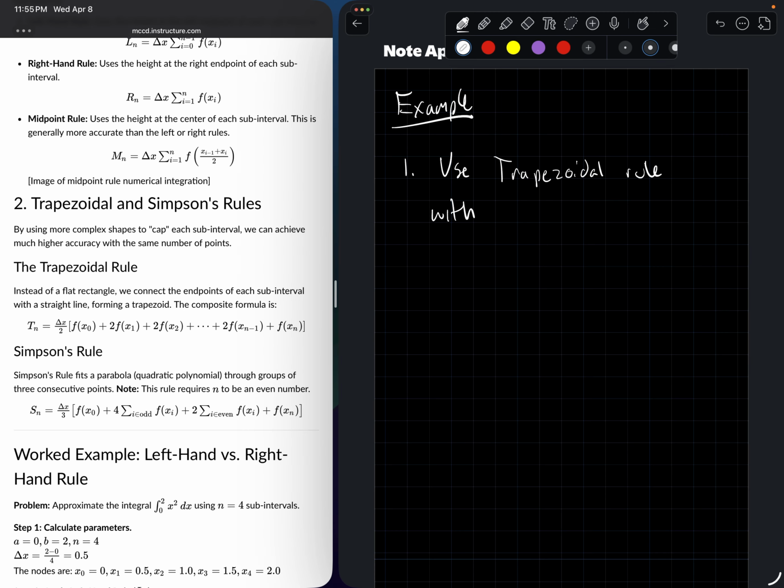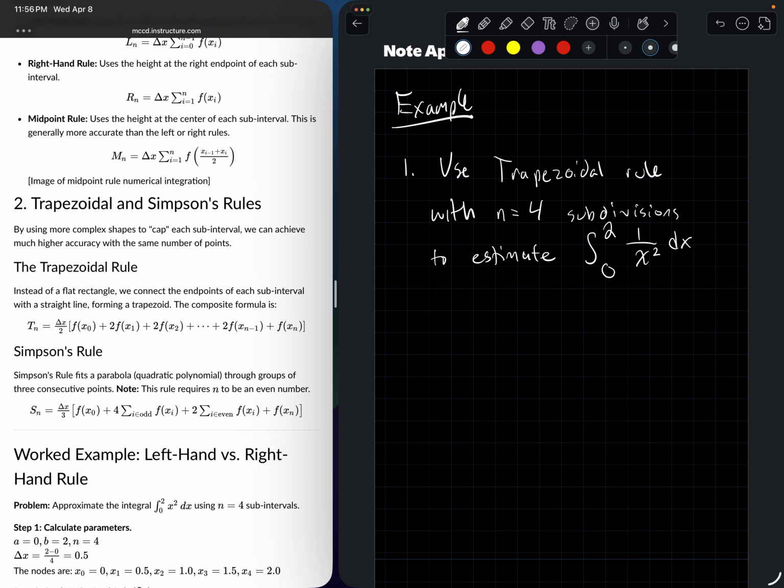with, let's say, n equals 4 subdivisions, to estimate an integral. We need 4 subdivisions to be sufficient. So let's say we're going to integrate from 0 to 2, and we need a function, and we're going to make this function relatively simple because the function is not really the point.